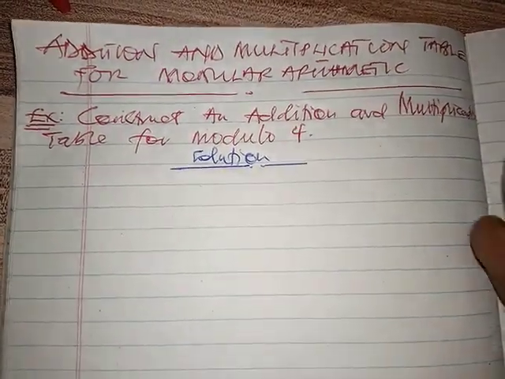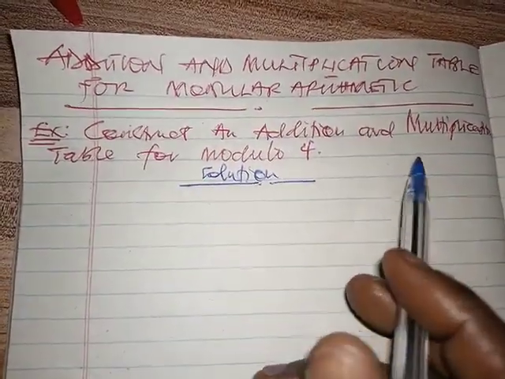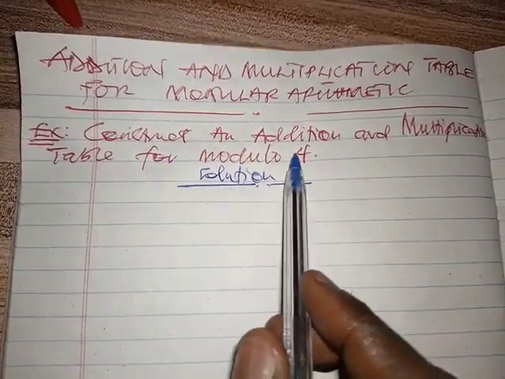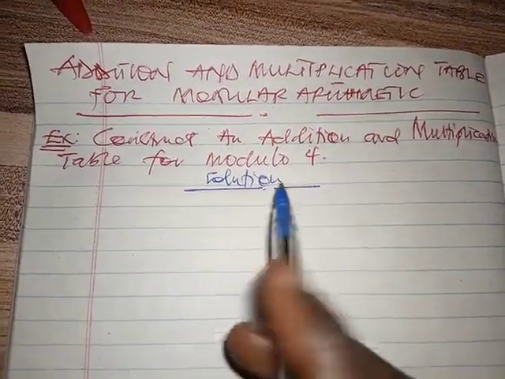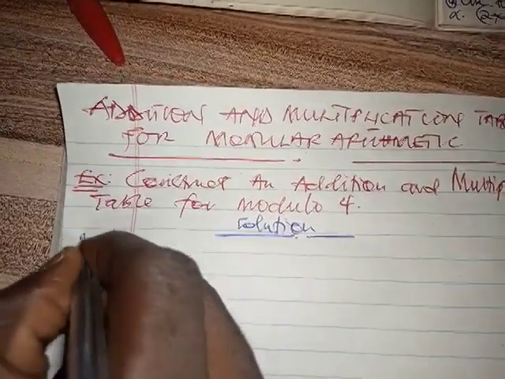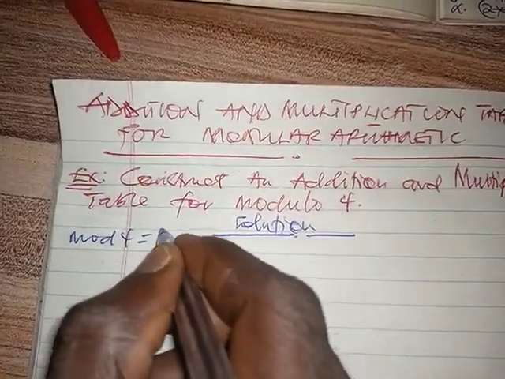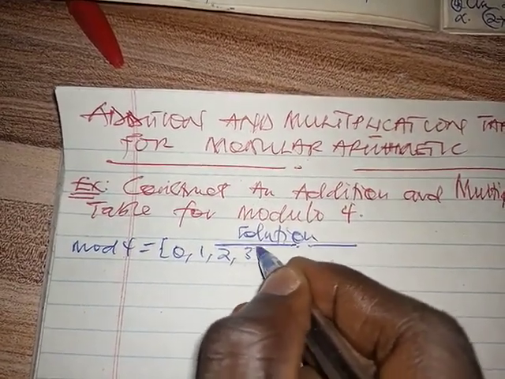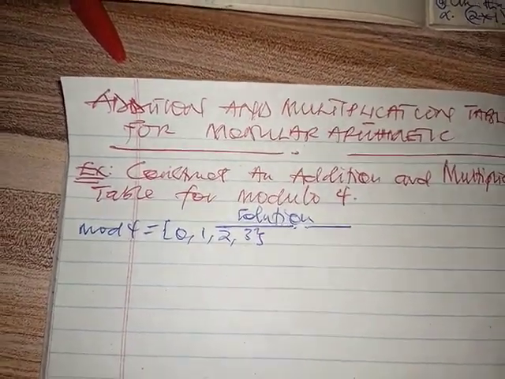Now we'll be looking at addition and multiplication tables for modular arithmetic. The first question you're going to consider is how to construct an addition and multiplication table for mod 4. Mod 4 has the values 0, 1, 2 and 3, of which 4 is not a part.